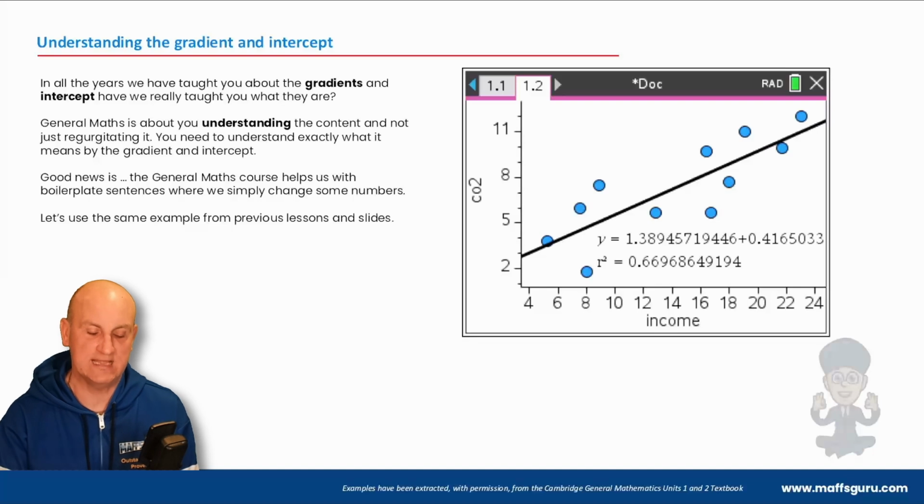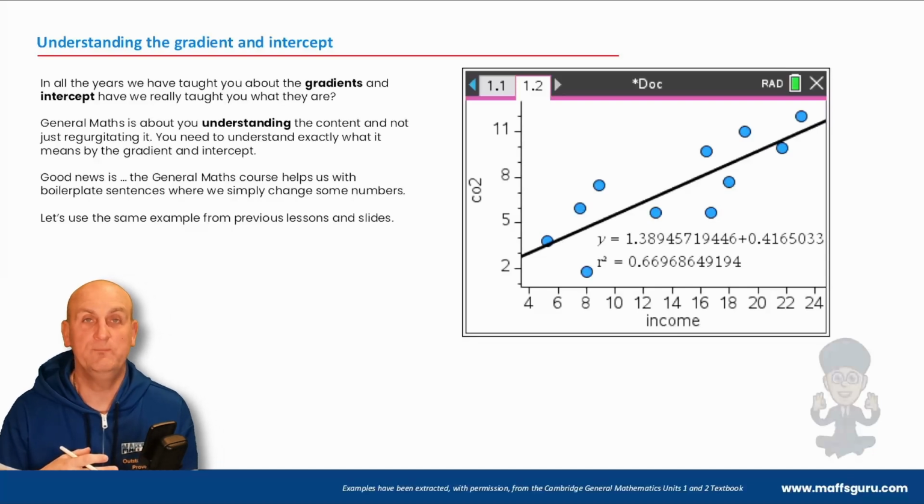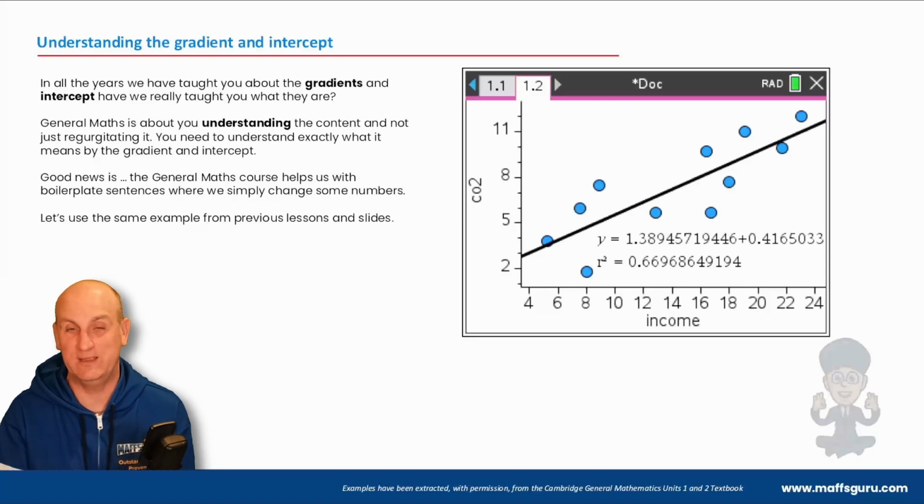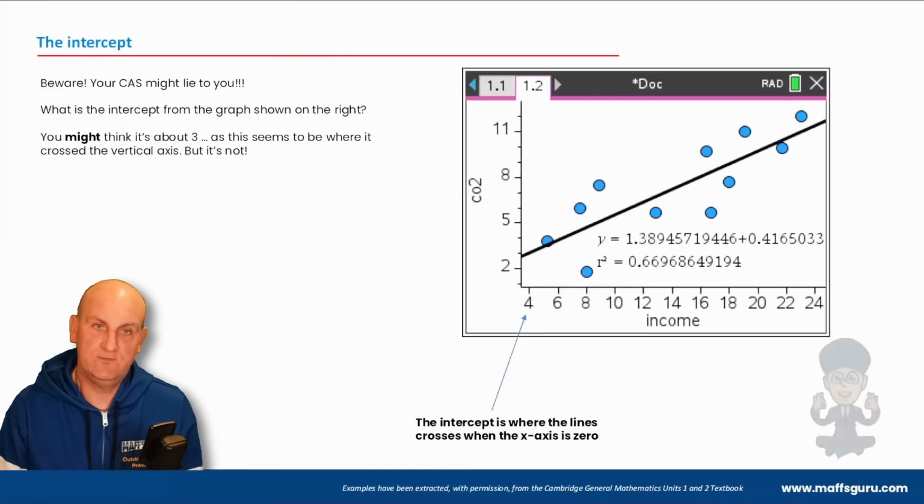Now, the good news is, as I say here, general maths really does help us because it gives us what we call boilerplate sentences, where realistically you just change some numbers and you get the mark. But what frightens me is that many students at a VCE level do not write down the right words in the right order and lose a mark. And to me, that's a little bit careless. But for those of you watching these videos, you can turn around and go, aha, that's where I get my advantage, 100%. Maths Guru is here to give you an advantage.